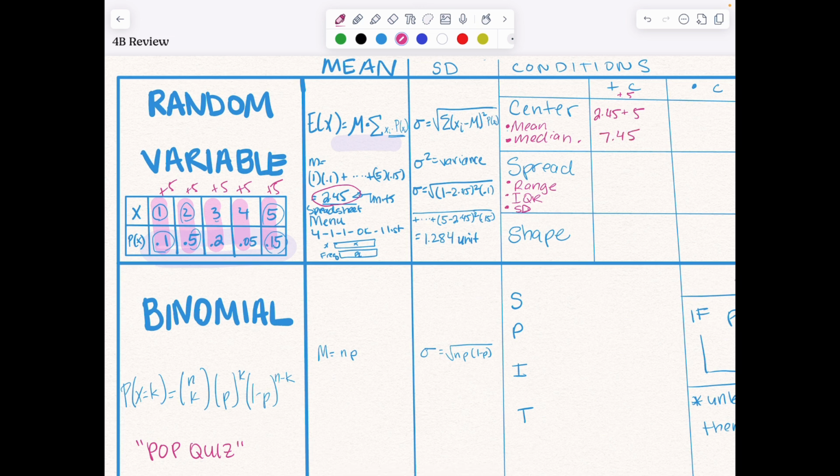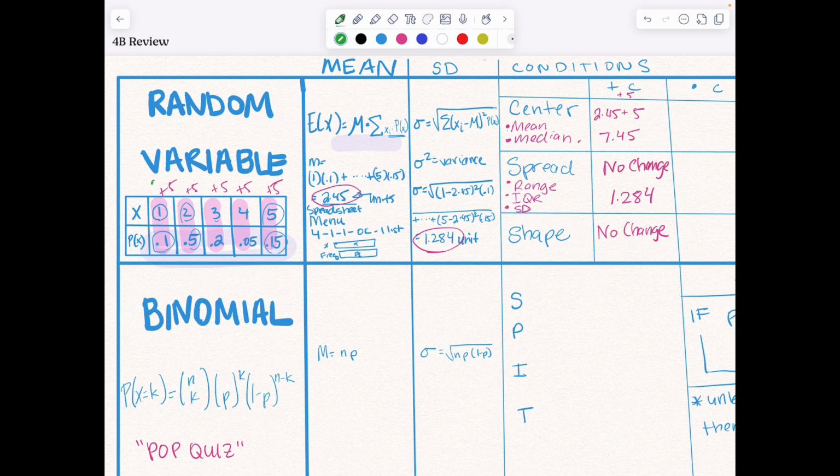All right, my spread, my range, my IQR, and standard deviation do not change. So there's no change here. This would still be my 1.284. My shape is not going to have any change either. I didn't graph this to see what the shape is, but whatever it is, it's not going to change, because all that's happened is I have shifted it down the number line by 5 units. It's just moved down the number line.